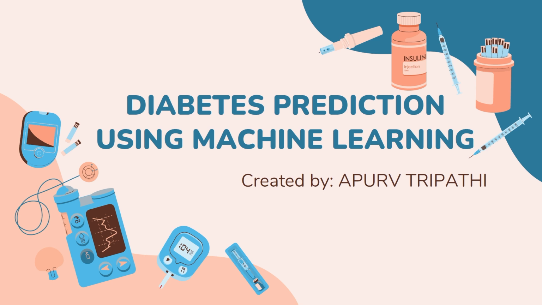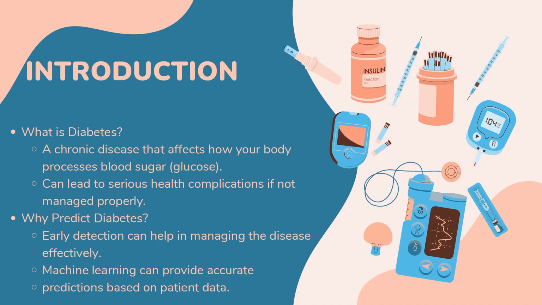So basically my task is to build a diabetes prediction using machine learning. So let's get started with the introduction. What is diabetes? Basically it is a chronic disease that affects how your body processes blood sugar, and it can lead to serious health complications if it's not managed properly.